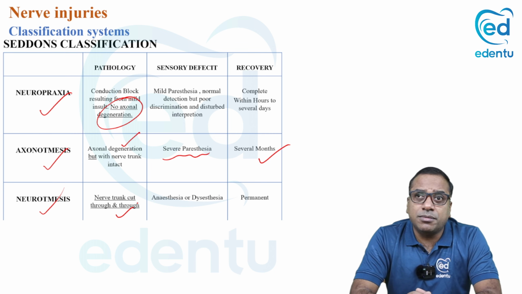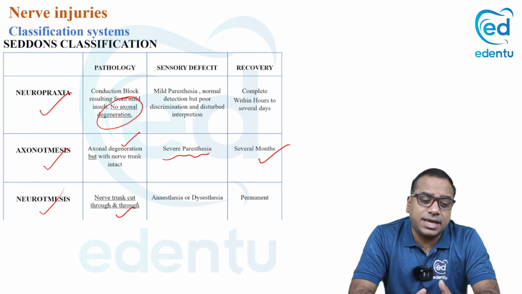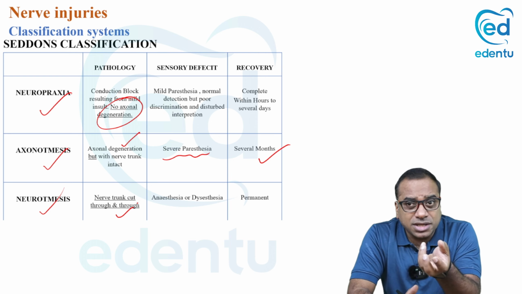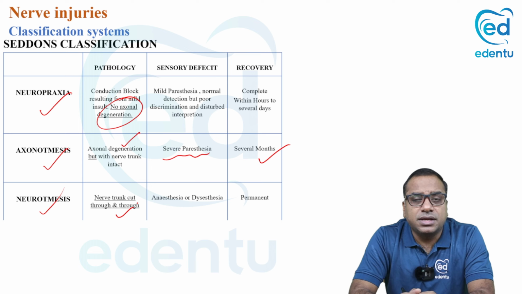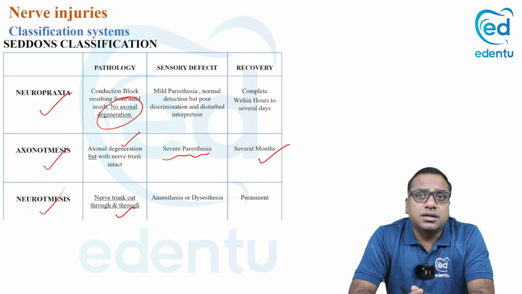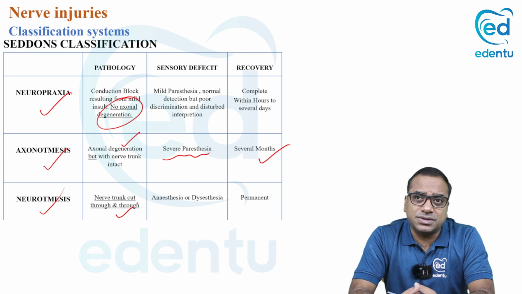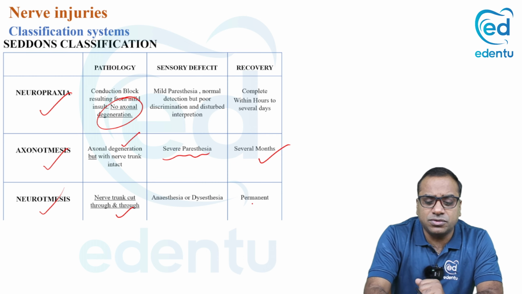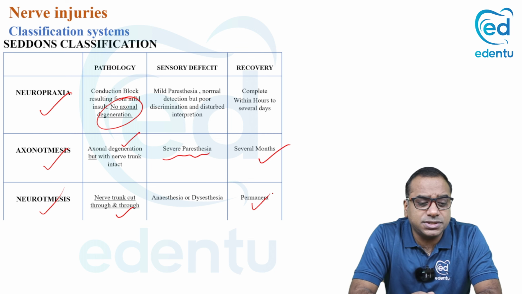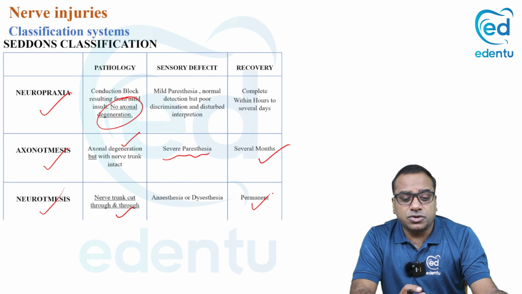One MCQ can be, in which condition is there axonal degeneration: neuropraxia, axonotmesis, or neurotmesis. Like that, they will describe the pathology and ask what the term for it is, or they will describe the sensory defect and ask whether it is called neuropraxia, axonotmesis, or neurotmesis. For example, permanent damage: in which of the conditions is recovery not possible, axonotmesis, neuropraxia, or neurotmesis. Questions will be generated like this.